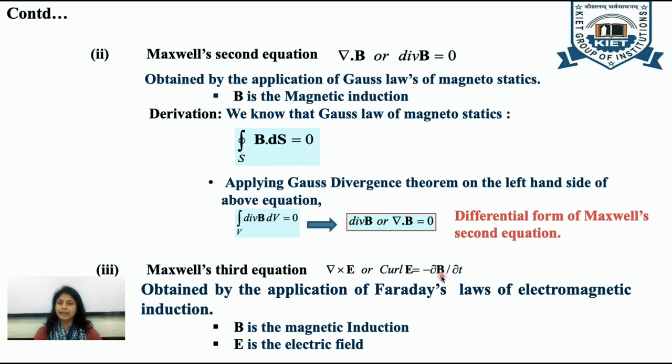curl of E, or del cross E, is equal to minus del B by del T. It is obtained by the application of Faraday's law of electromagnetic induction, where B is the magnetic induction and E is the electric field.